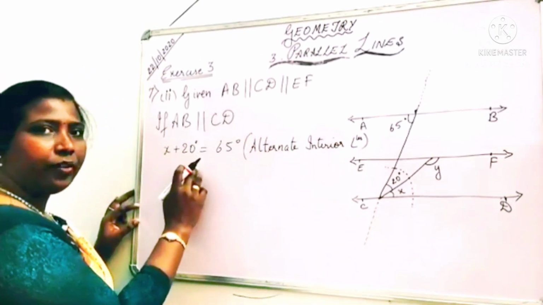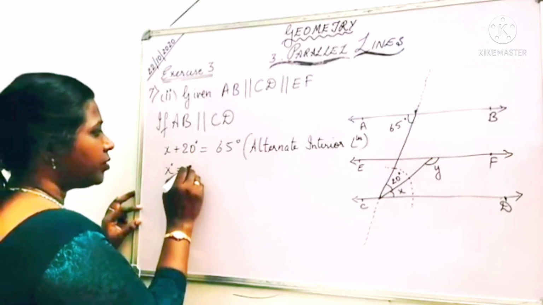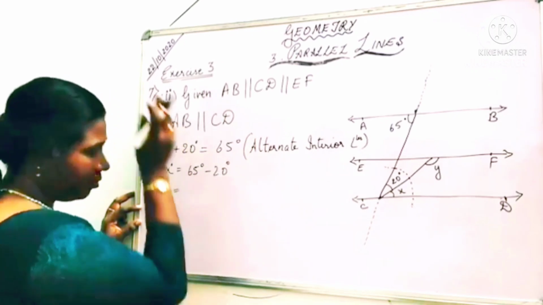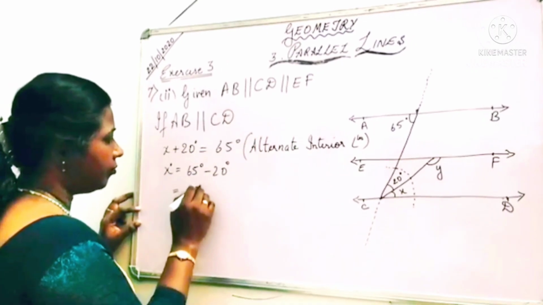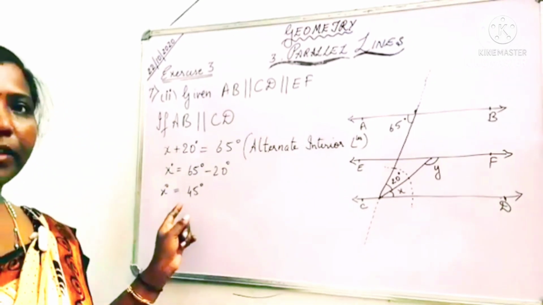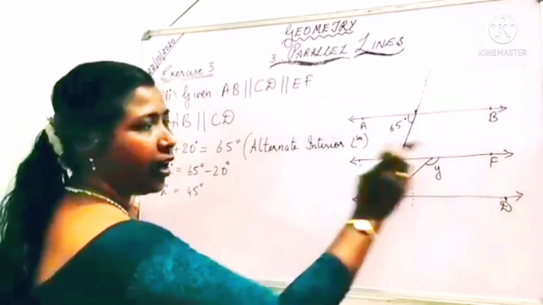So by this can we find out the value of x? Now x degree is equal to 65 degree minus 20 degree, that will be 45 degree. Is that clear? So x degree is equal to 45 degree. Then we have the next part, we have to find out the y degree.